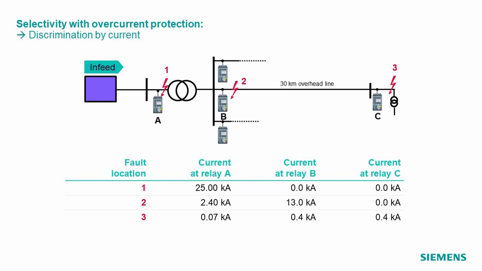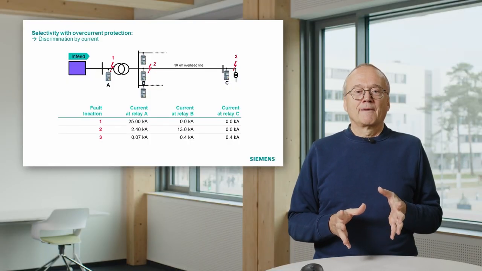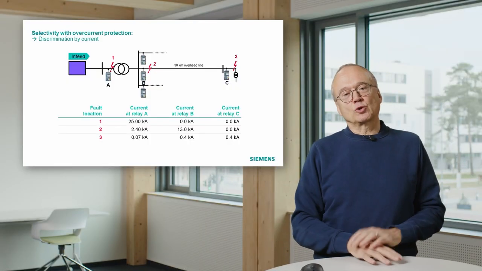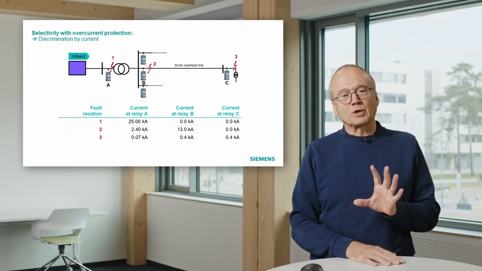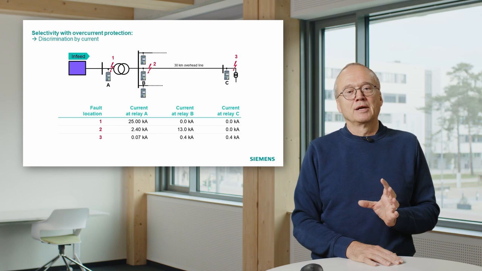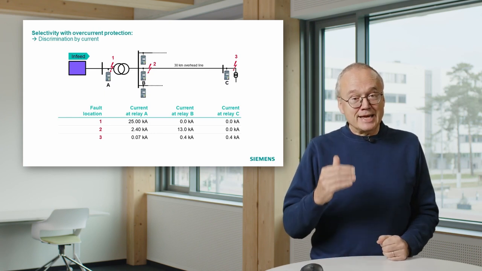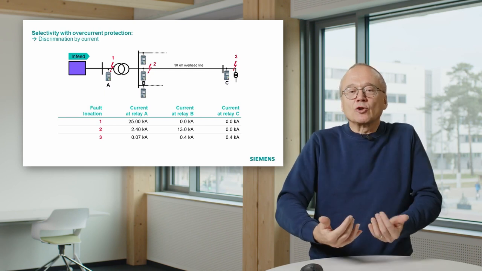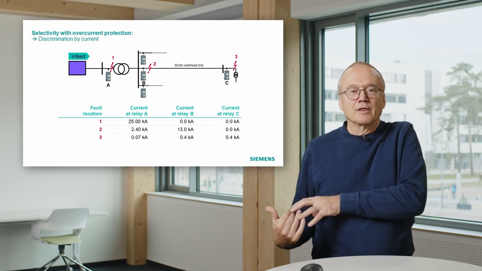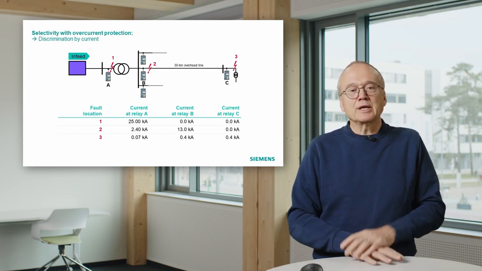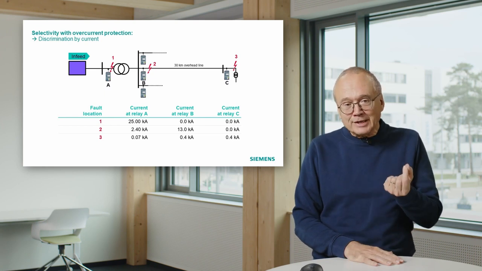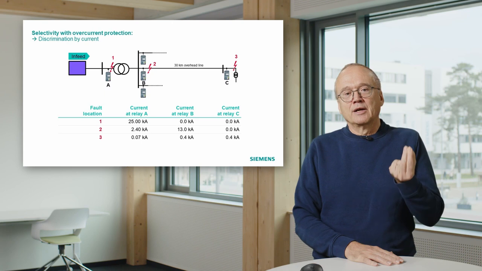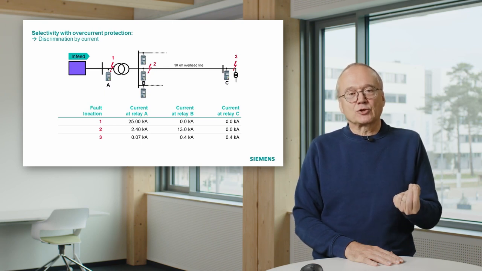And that means in this case, for instance, relay at location A can take information from the current. It knows if I have a short circuit at location 2, the maximum current I will see is 13 kiloamp. That means if relay A sees a current of more than 13 kiloamp, it knows this cannot be somewhere downstream. This must be on the high voltage side of the transformer. And for that reason it can take this information as a base for a fast trip.